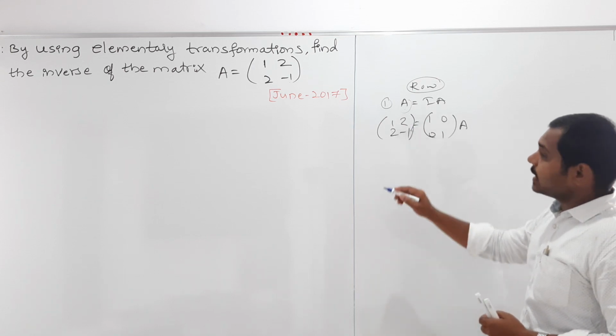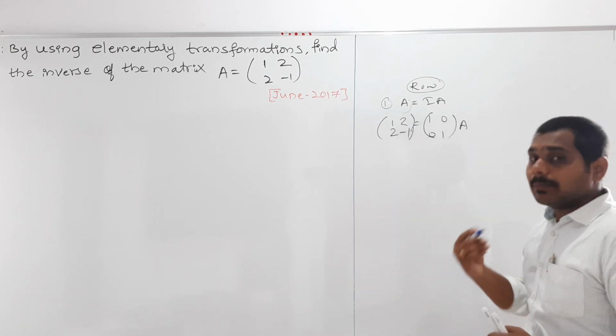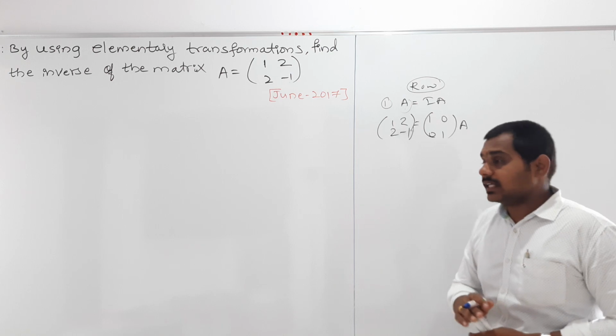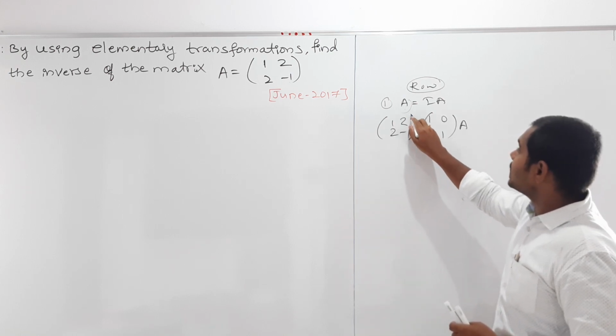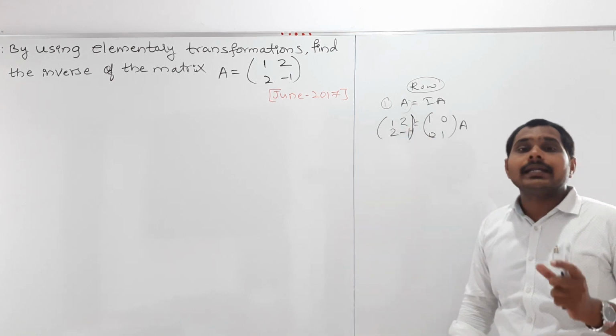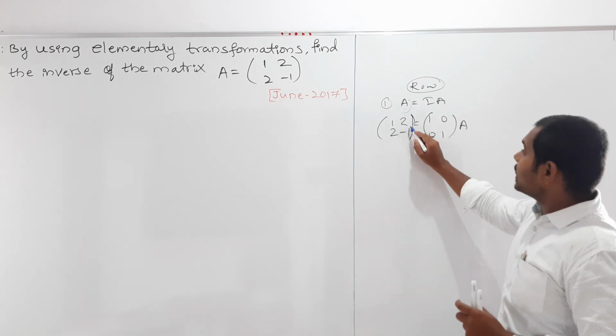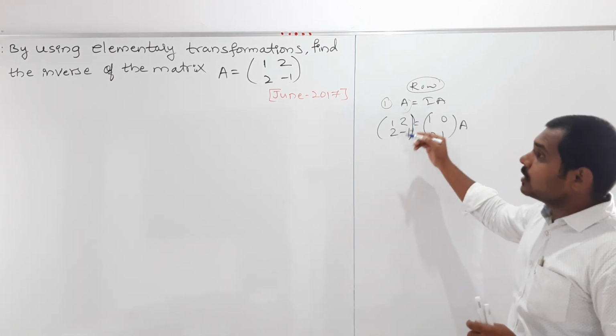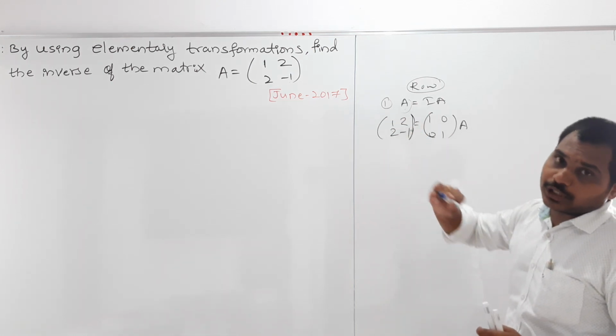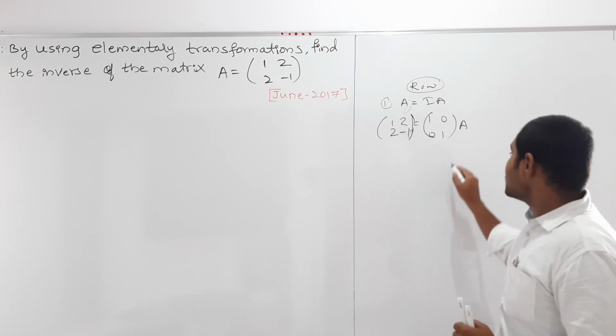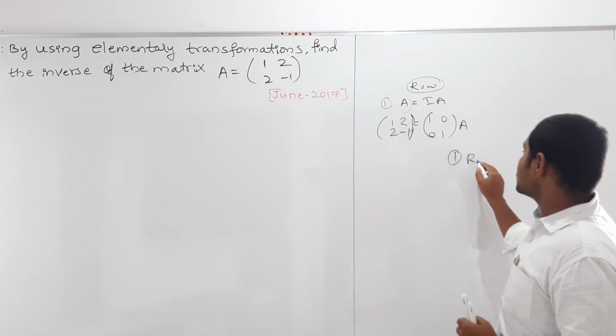Now you should apply the row operation. You should apply the row operations in such a way that in the LHS place you should get the identity matrix. Until you get the identity matrix, you should keep on applying the row operations. Clear? What are row operations? Already I told you this.